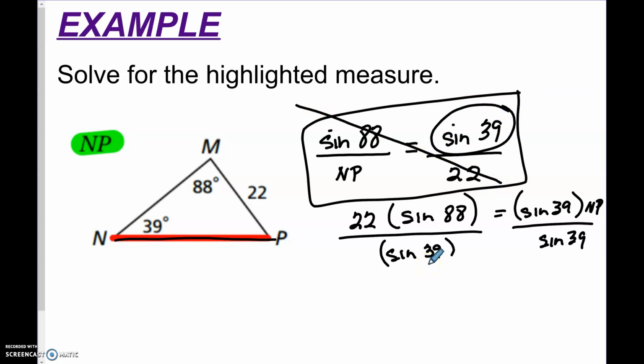So I'm going to grab my calculator right now, and I am going to put into my calculator 22 sine of 88. I just like to get my answer, so I hit enter, and then I hit divide by sine of 39. And if we're going to round to the nearest tenth, I am getting NP to be equal to 34.9.